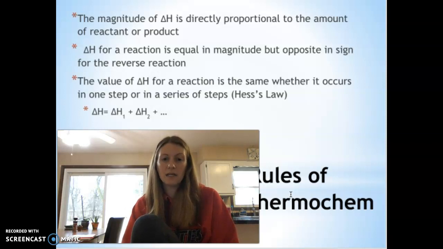The value of delta H for a reaction is the same whether it occurs in one step or a series of steps. This is what we call Hess's law. So if you were going to calculate that, all you'd have to do is get the delta H of each step and then add them together to get that total delta H.